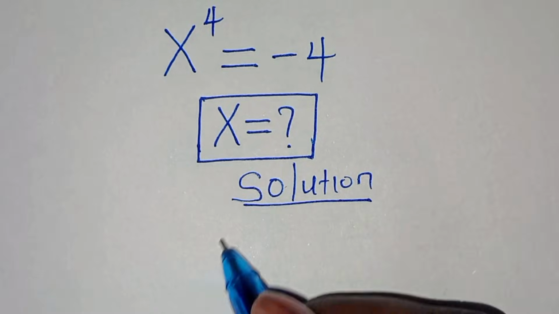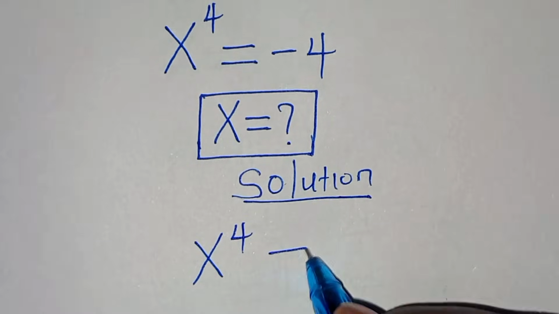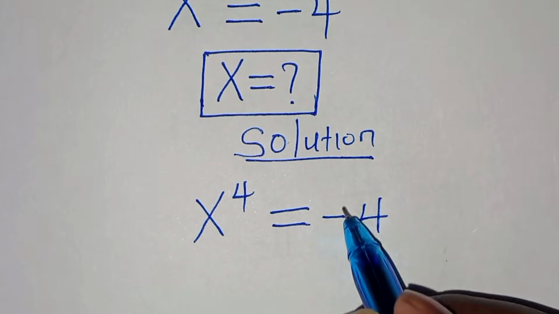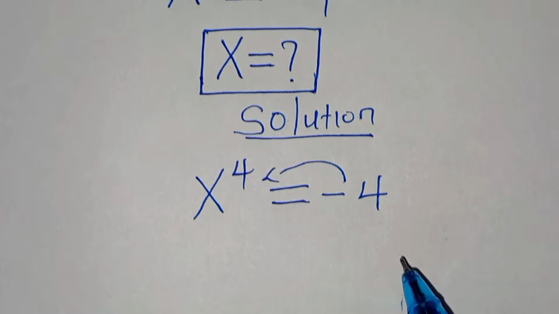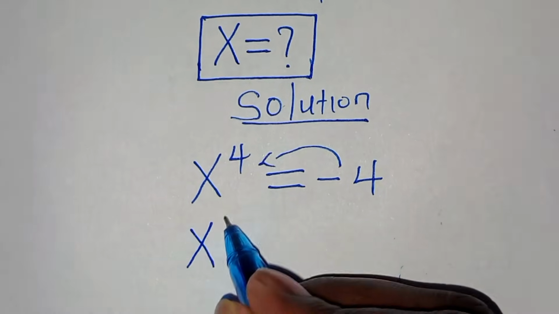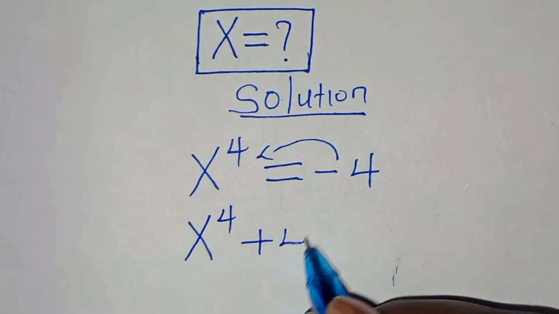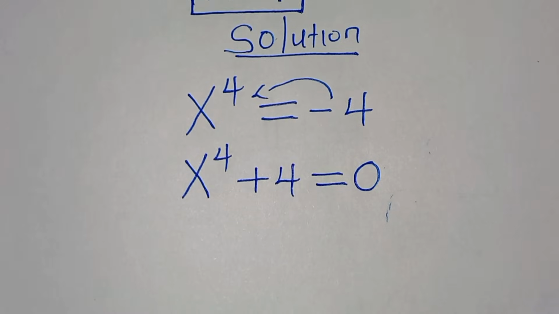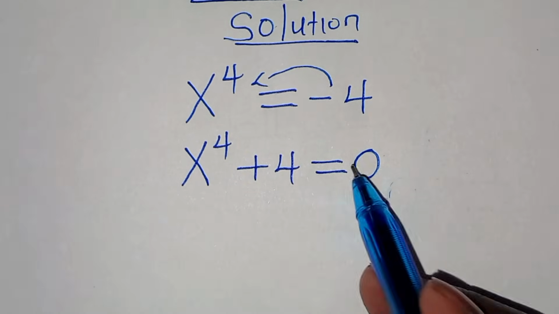So this is x to the power of 4 equals minus 4. The first step is to take minus 4 to the left hand side so that we have x to the power of 4 plus 4 equals 0. Now, we need to make this a perfect square.